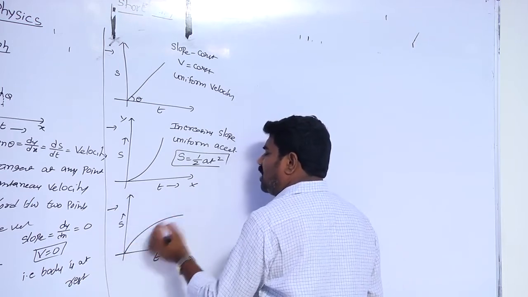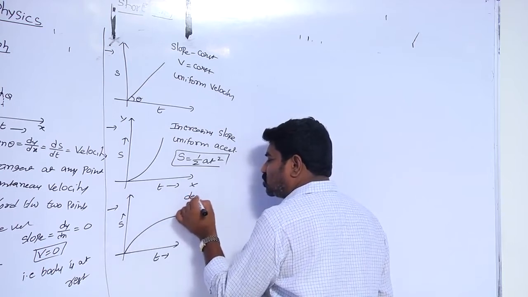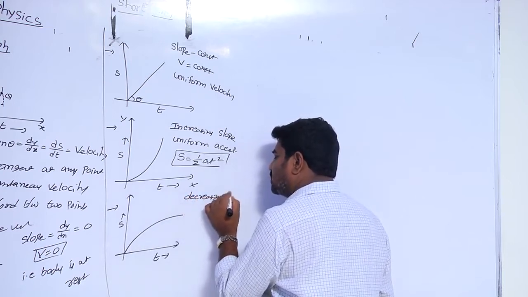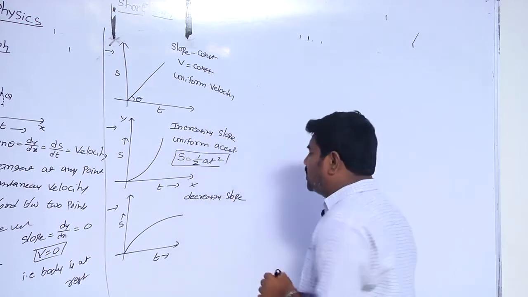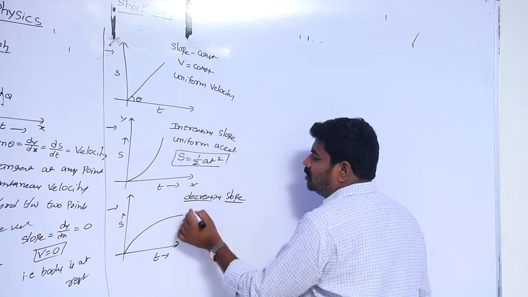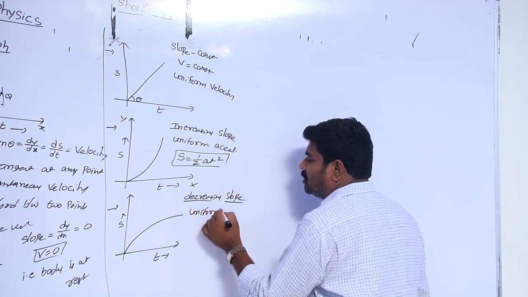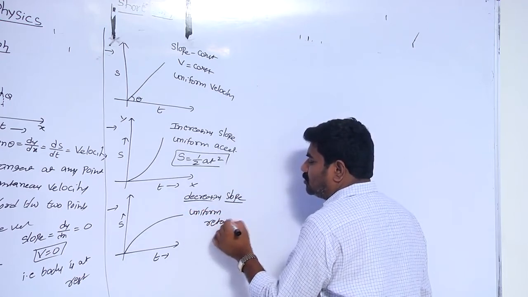Here for example, this is the time, this is the displacement. If it is this graph, this is a decreasing slope. Slope increases, velocity increases. Slope decreases, velocity decreases. Decreasing slope means uniform retardation.